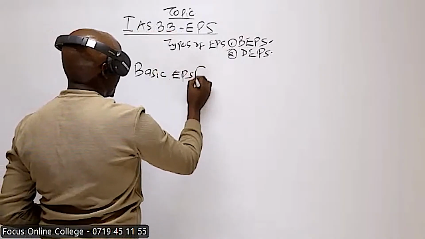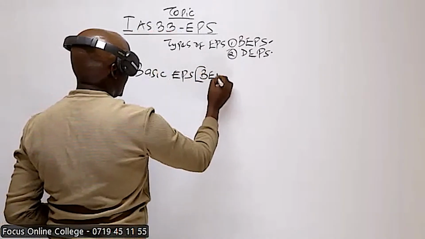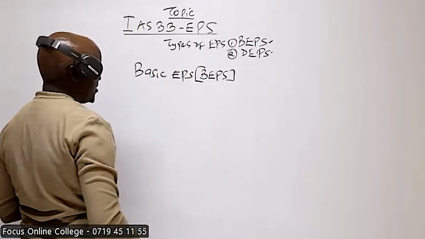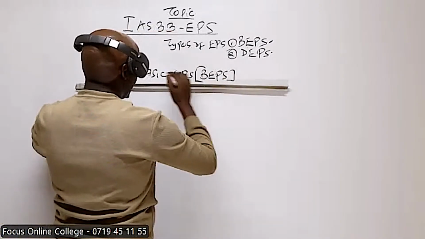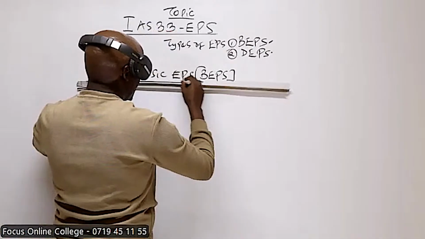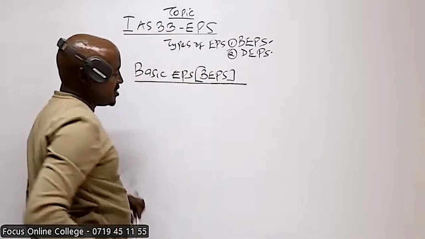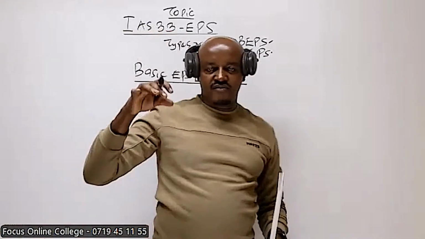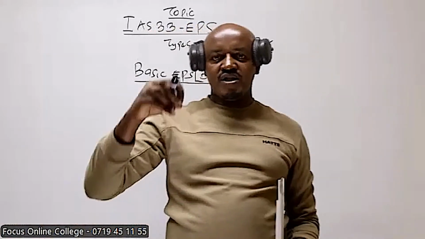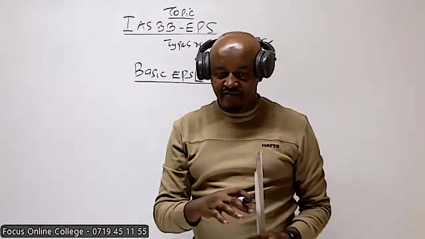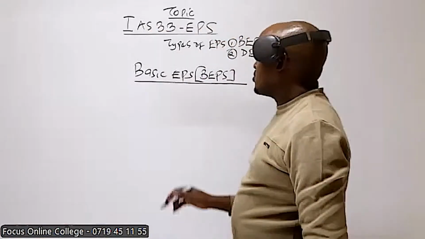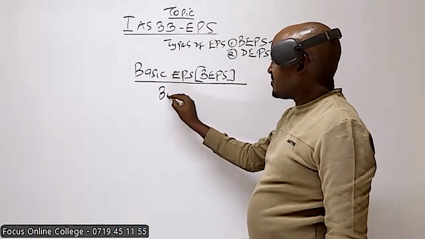And actually, this one we said is abbreviated as BEPS. So BEPS, or the basic earnings per share, we said is an earnings per share which is computed by the listed companies using the profit for the current year, and also using the number of ordinary shares issued and fully paid at the end of the year. So how do we compute this basic earnings per share?